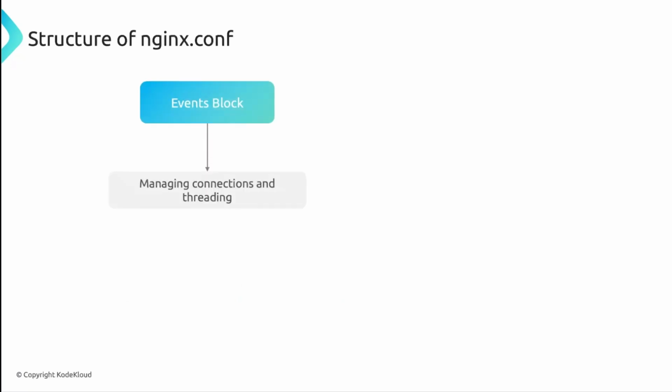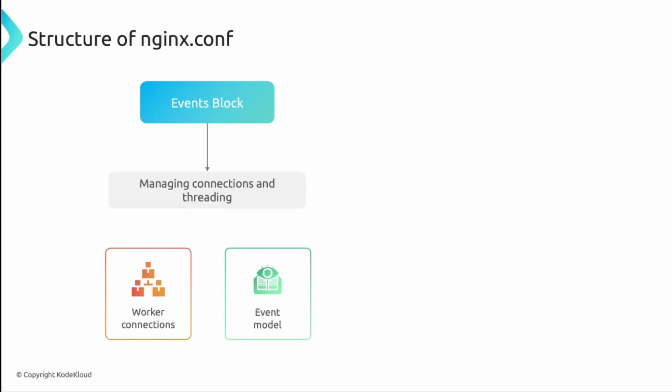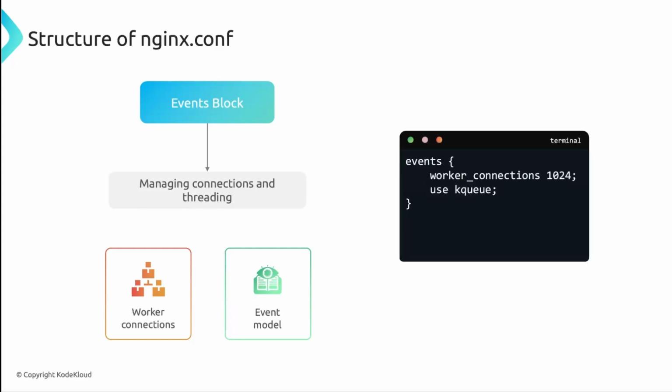Next is the events block. This section is all about managing connections and threading. It controls things like the worker connections and event model and even connection processing. Don't worry, we'll go over all of this later on.